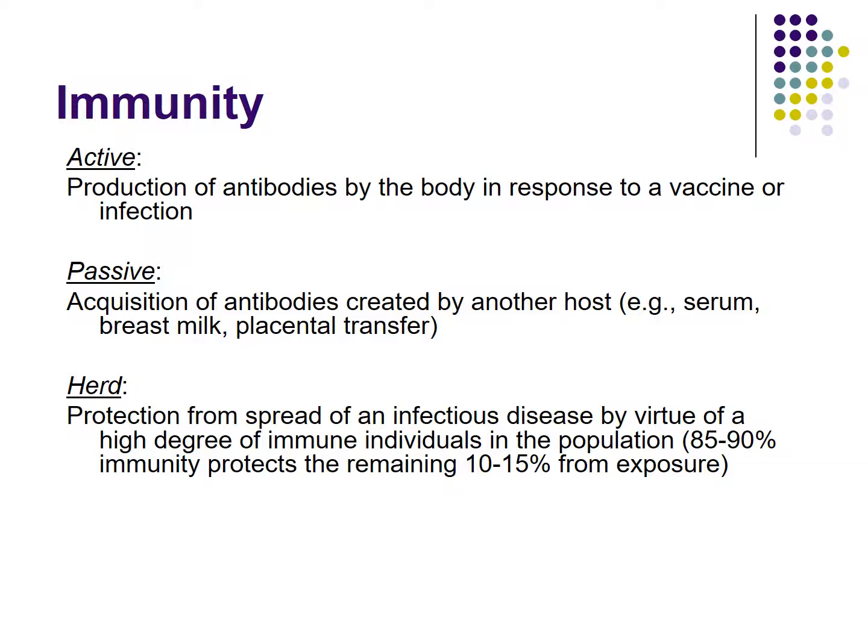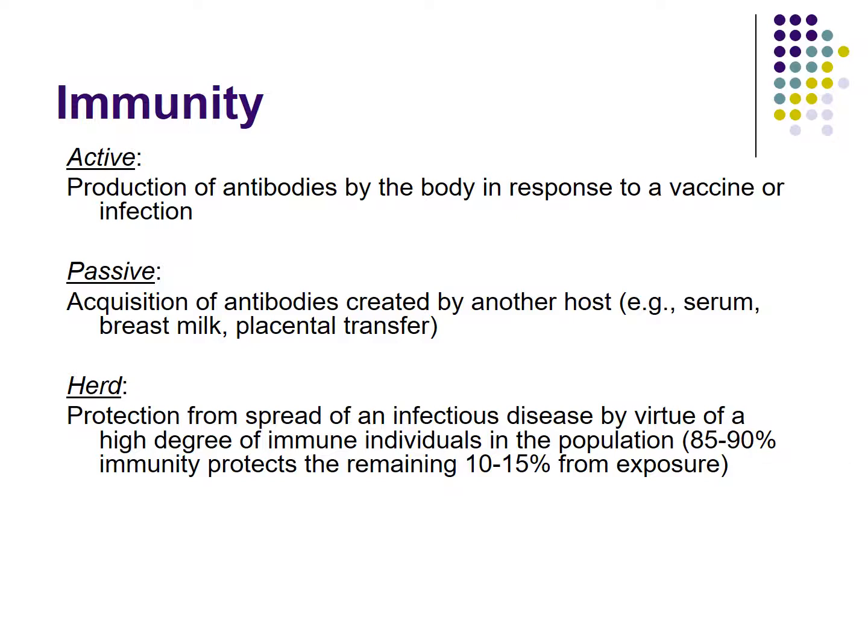Immunity can be active, passive, or herd immunity. I think we're almost done with these definitions, so hang on just a little bit longer. Active immunity is the production of antibodies by the body in response to a vaccine or infection. So whether you get chickenpox or get the vaccine, you're producing antibodies, and that would be considered active immunity.